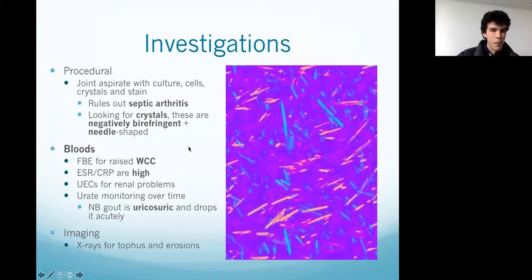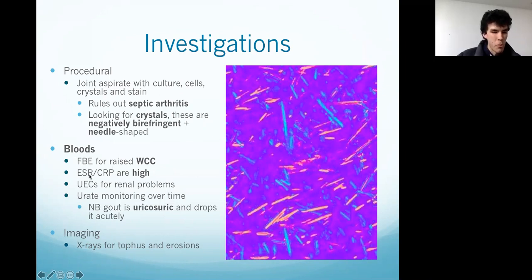So investigations, the biggest one here is the joint aspirate. You basically have to do that if someone has an acutely swollen red joint. And the things that you want to ask for are the culture, cells, crystals, and stain. So culture and stain kind of rules out your septic arthritis. And then the crystals is looking for these negatively birefringent needle-shaped crystals. So basically they look kind of like this.